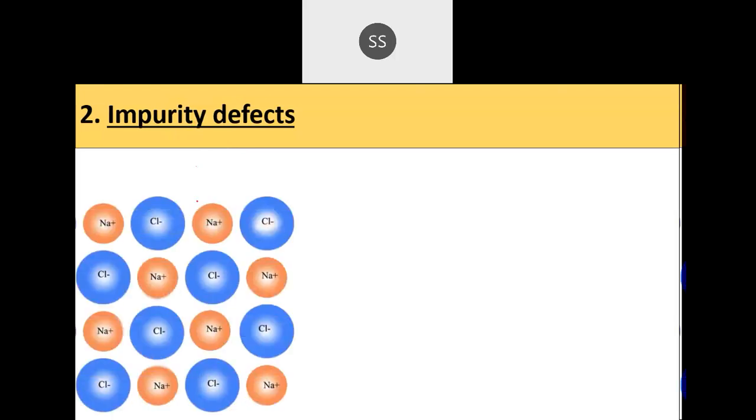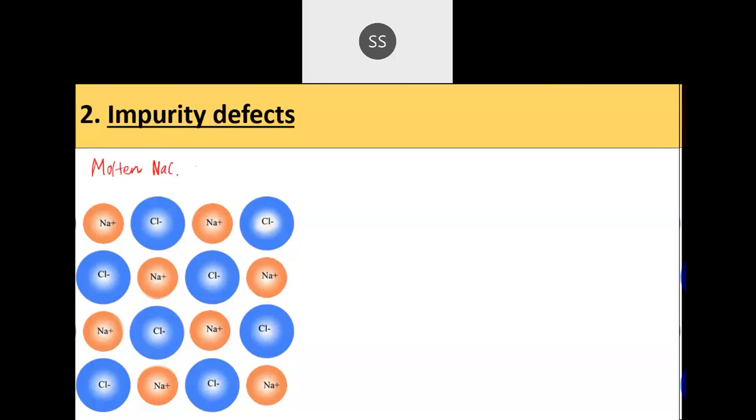Now, when sodium chloride crystals are prepared, consider the crystallization of molten NaCl. Here I've taken the crystal of NaCl. This is how they will crystallize out: Na and then Cl, then Na, Cl, because opposite charges attract. So you can see opposite ions one after the other. I'm talking about molten sodium chloride, that means sodium chloride in its liquid state.